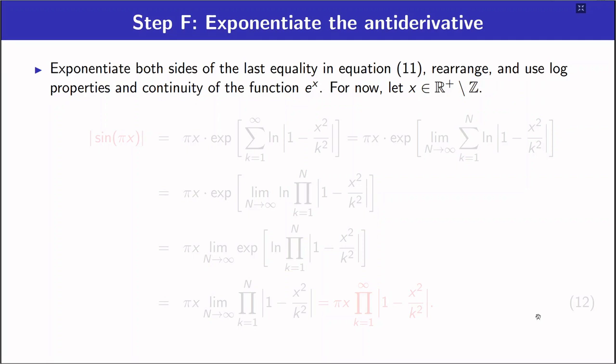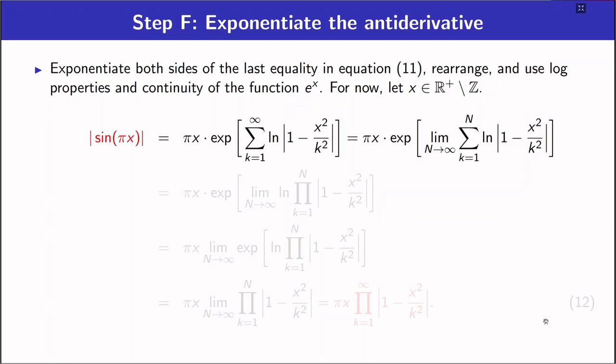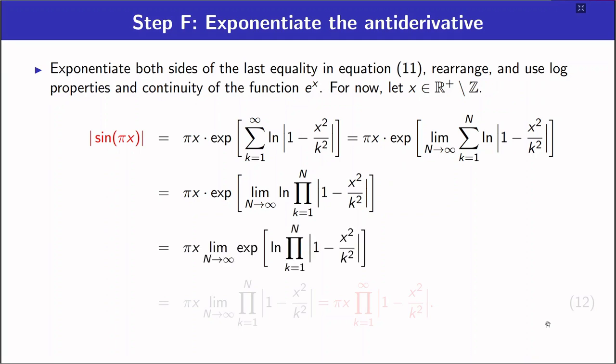For step F, I'm going to exponentiate the prior highlighted equality and use basic properties of logs and exponentials. A tiny bit of algebra yields the following. Rewrite this infinite sum as a limit of partial sums. Then use that a sum of finitely many logarithms is the logarithm of the corresponding finite product. Then use continuity of the exponential function. And finally, that the exponential and logarithmic function are inverses of each other.